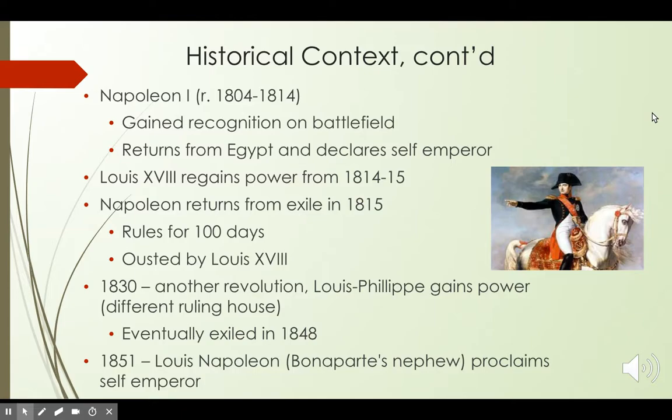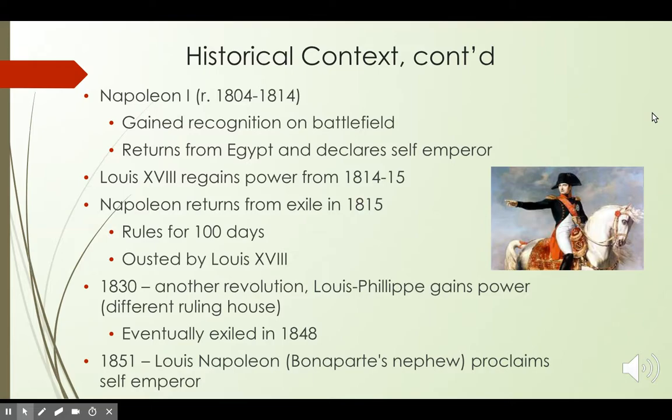So what happens next? Well, Napoleon takes power. Napoleon I's reign was from 1804 to 1814. That's not a long time. However, he's still a very important figure during this revolution. Napoleon, prior to this, had gained a lot of recognition on the battlefield. After returning from Egypt, he simply declared himself emperor. Wish I could do that. But, like I said, this was short-lived.